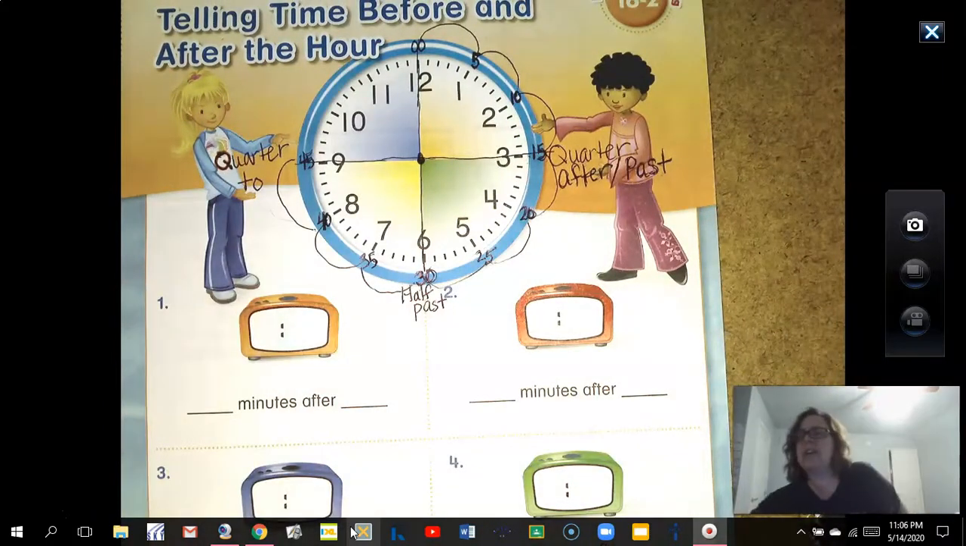That doesn't look too dark. I gotta find my, oh, here it is.